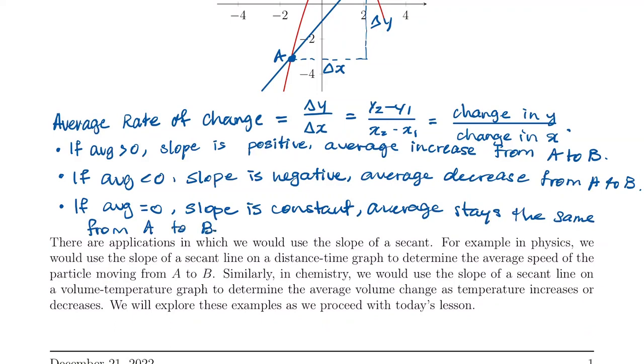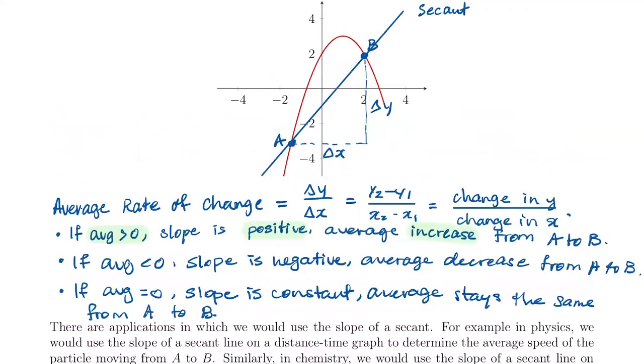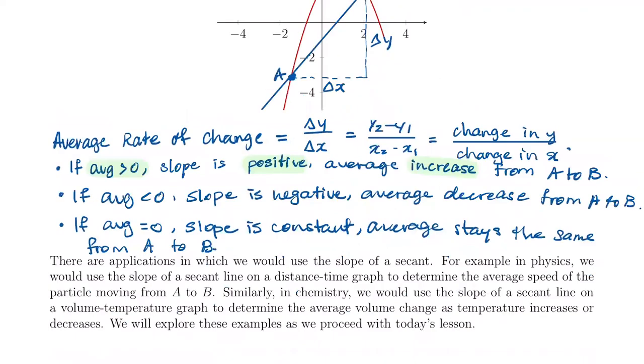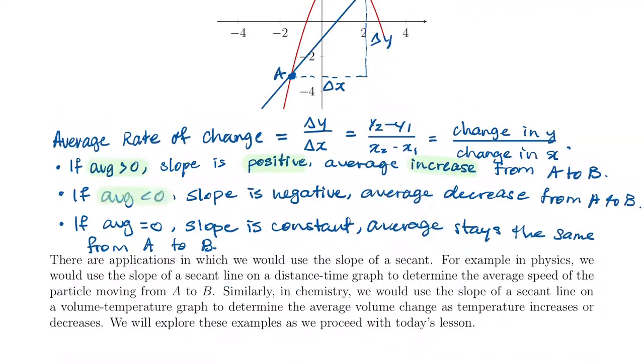So those are the 3 specific cases that we would have to pay attention to. The first case is what happens when the average is greater than 0. That means the slope is going to be positive, and it's also implying that there is an average increase from A to B, because the slope is positive. The other case is when the average is less than 0, which means the slope is going to be negative. That means it's going to be an average decrease from A to B.